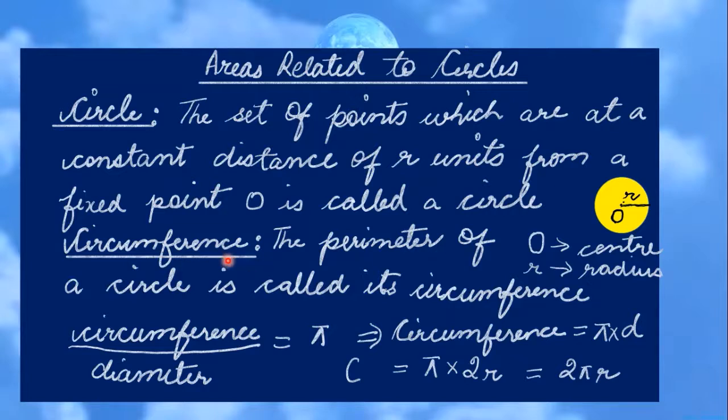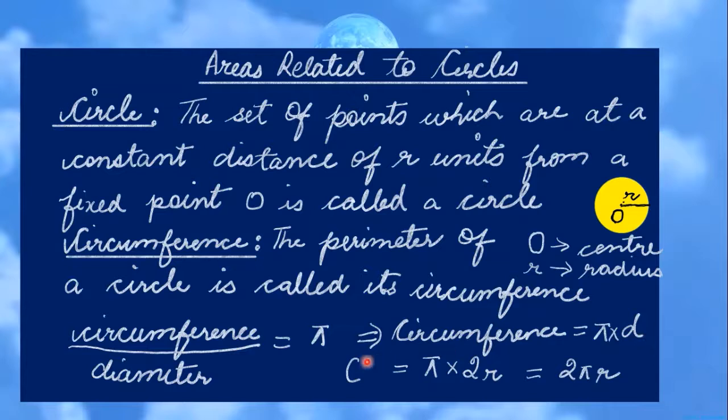Now circumference. As you have studied in rectangles and squares, the boundary is known as the perimeter. But in case of a circle, the perimeter of a circle is known as circumference. This boundary, that is the perimeter of a circle, is called its circumference. So we can write circumference upon diameter equals pi, or circumference equals pi multiplied by diameter d.